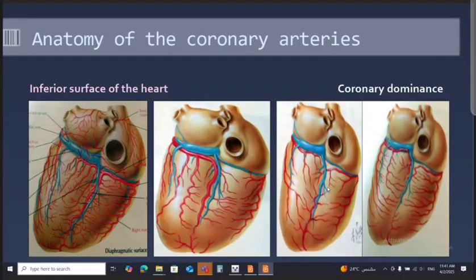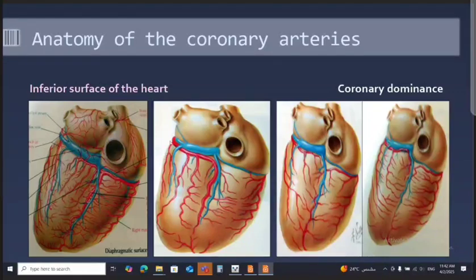Coronary dominance. Okay, these images are for the inferior surface of the heart. In this image with right dominance, in 85% of cases the right coronary artery is dominant, and this means that the right coronary artery runs to reach the inferior surface of the heart between the right atrium and right ventricle, and at this point, the crux of the heart, it divides into the PDA, posterior descending artery, and posterolateral branches. This occurs in about 85% of cases.